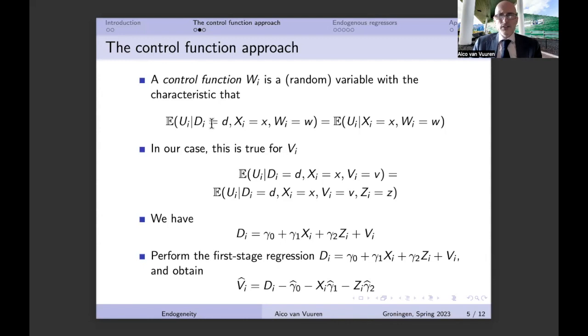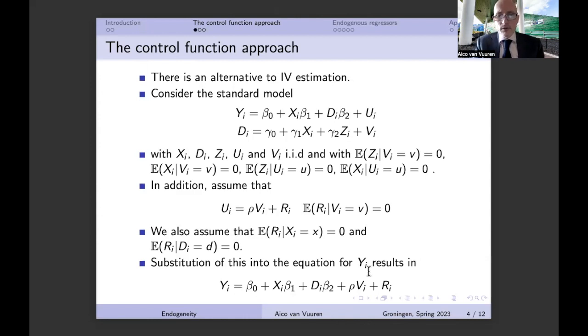That means essentially nothing else than that w contains all the information that makes this d correlated with that u that we have over there. It has all the endogenous information that is necessary for the correlation between d and u. And if we correct for that, then we have already taken all that information into account, and then u and d are going to be uncorrelated.